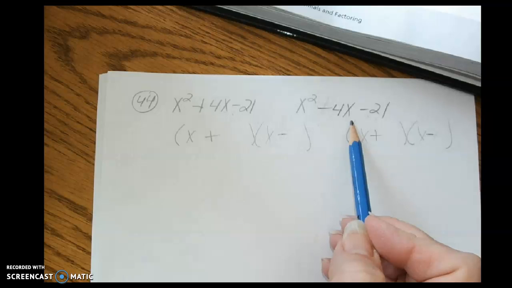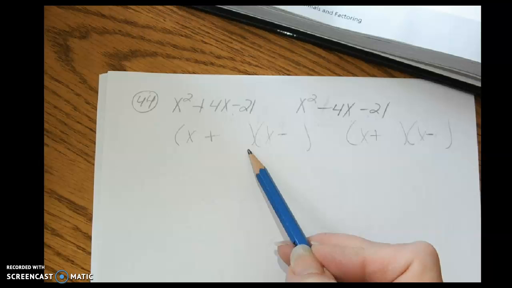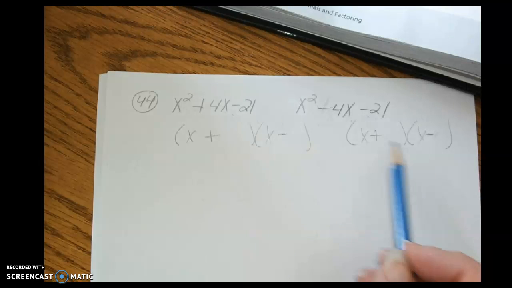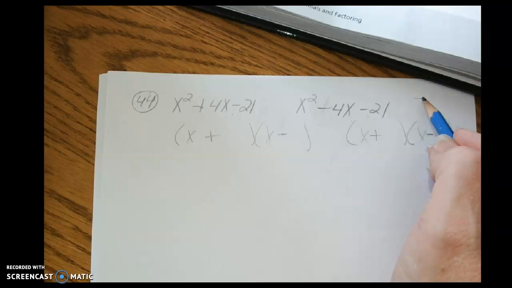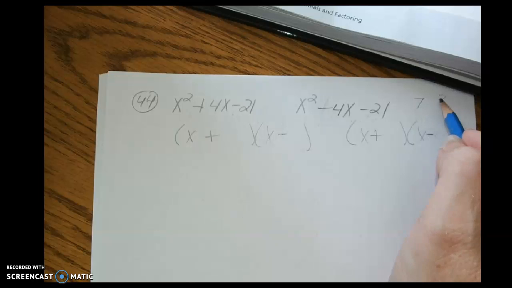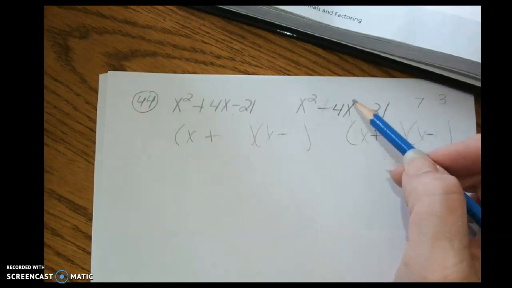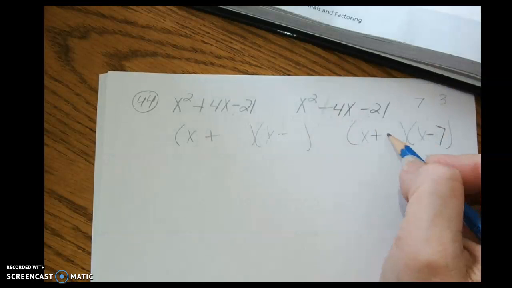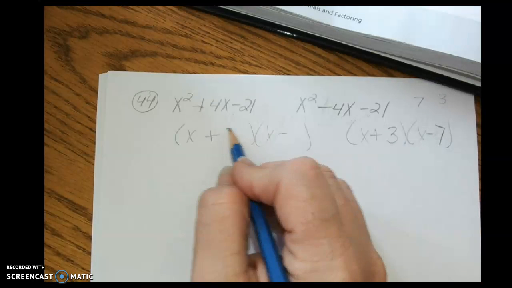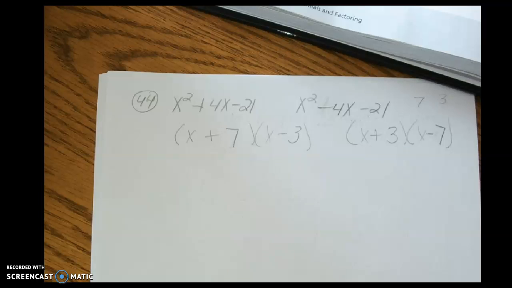And so what happens down here is, in one case, the bigger number is going to be positive, and in the other case, the bigger number is going to be negative. 7 times 3 is 21, so those are our numbers, and one time we add them together we need negative 4, so we put the 7 here because it is bigger, and here we put the 7 over here because it is bigger. So that's how they're the same and that's how they're different.